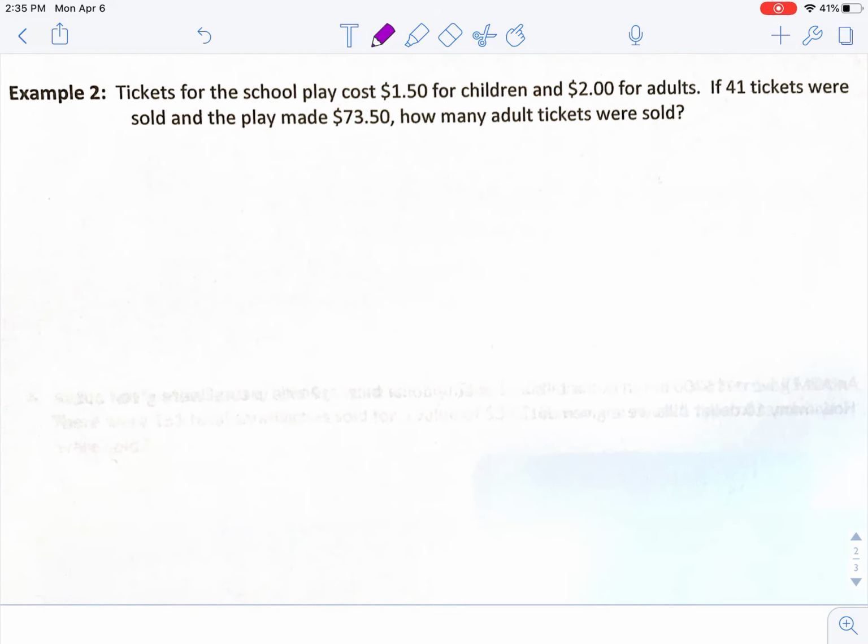All right, second one. We have tickets for a school play. All right. So similarly, let's get through some of our information. $1.50 for children, $2 for adults. If there's 41 tickets total, and they made $73.50. Now I kept all the money stuff in purple because that's going to be one equation. My other equation is going to be the number of things. Just like in the other one, it was the number of coins.